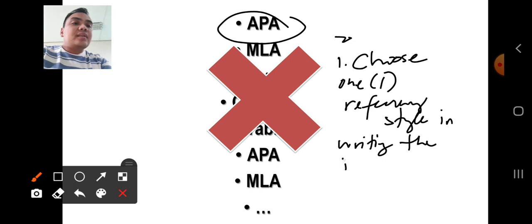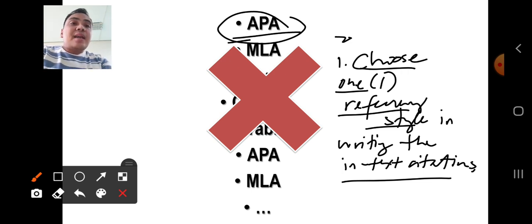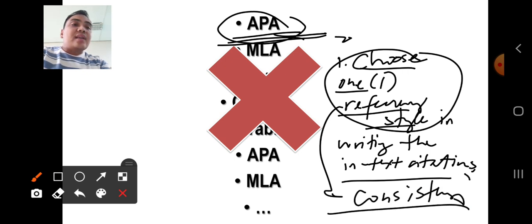In writing the in-text citations, in other words, the writing styles should not be varied. Choose only one referencing style all throughout your paper. If you started with APA style, make sure that from the first page of your paper up to the last part, we have APA style as your referencing style. So do not use other referencing styles. Instead, choose only one writing style to observe this element known as consistency.